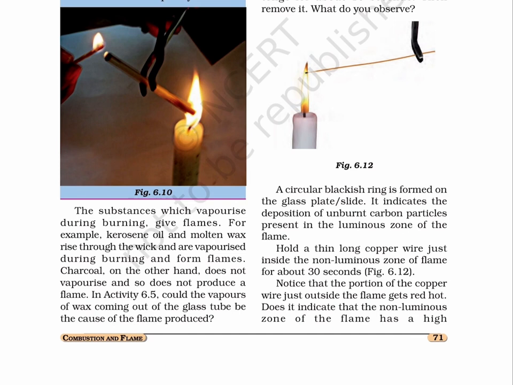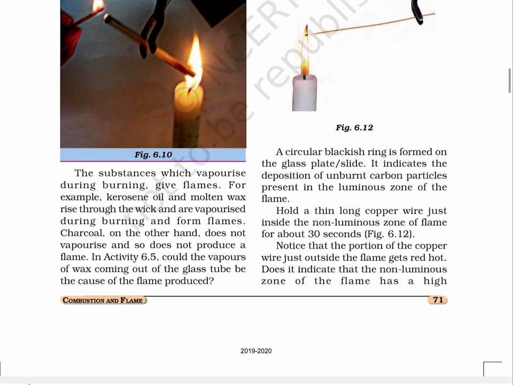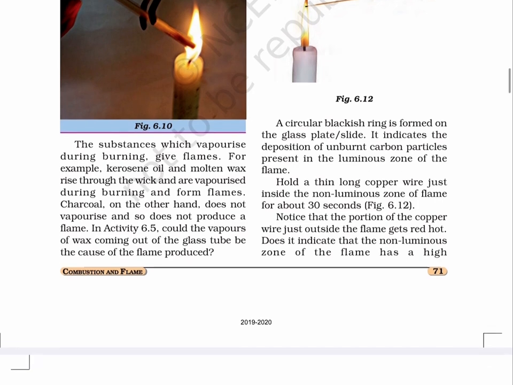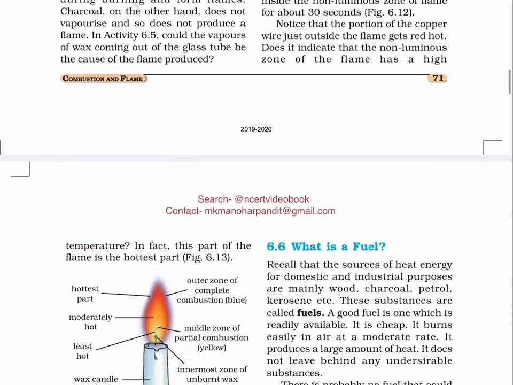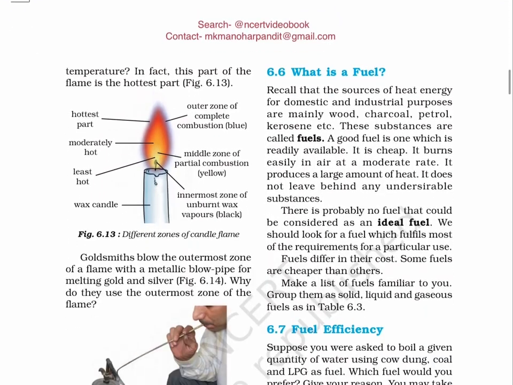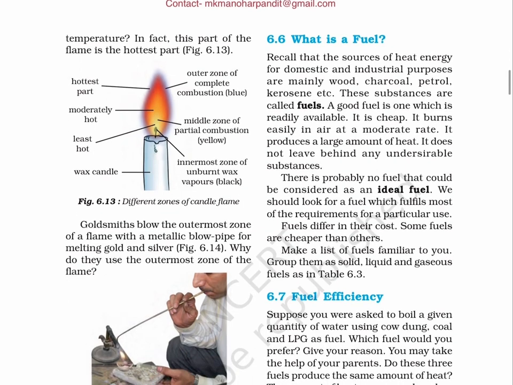Hold a thin long copper wire just inside the non-luminous zone of flame for about 30 seconds, as shown in figure 6.12. Notice that the portion of the copper wire just outside the flame gets red hot. Does it indicate that the non-luminous zone of the flame has a high temperature? In fact, this part of the flame is the hottest part.